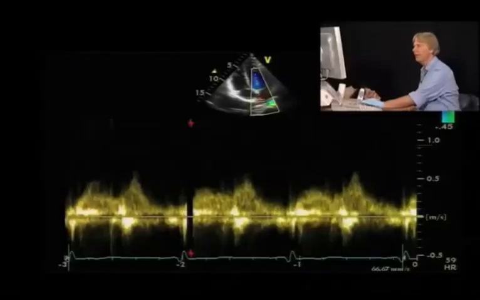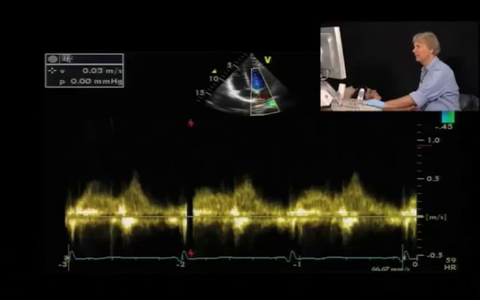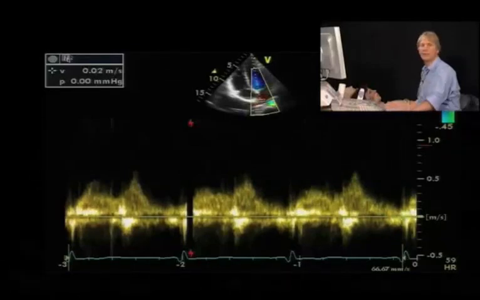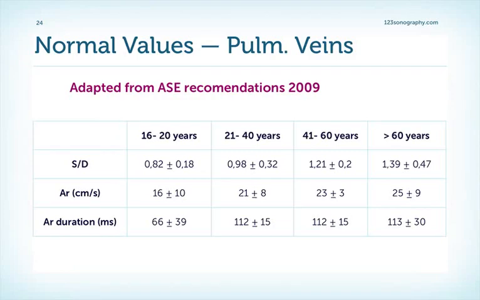What you see here now is the typical systolic component, the diastolic component, and the retrograde component of pulmonic venous flow. And finally, these are the normal values for pulmonary venous flow, for the systolic and diastolic component, for the AR component of the wave, and also for the duration of AR.